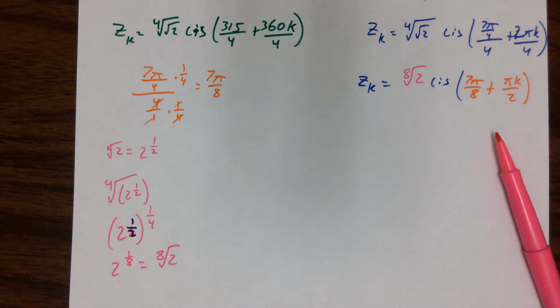Now, since it's the 4th root, the question is, what k values do you pick? In reality, you are allowed to pick any k values you want as long as they are consecutive. What that means is they come one after each other. So you could do 1, 2, 3, 4. You could do 6, 7, 8, 9. You could do 20, 21, 22, 23. Whatever you want, as long as they're 4 numbers in order.